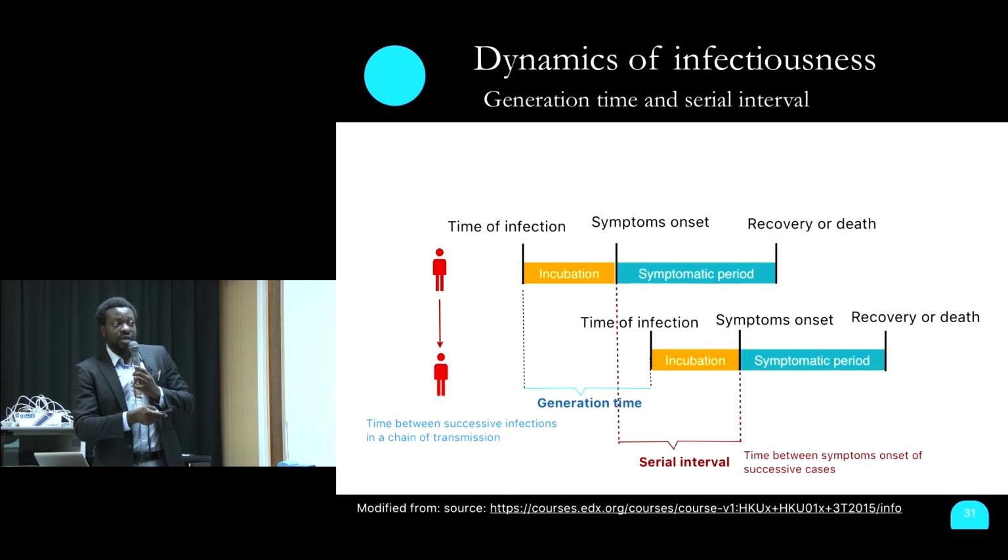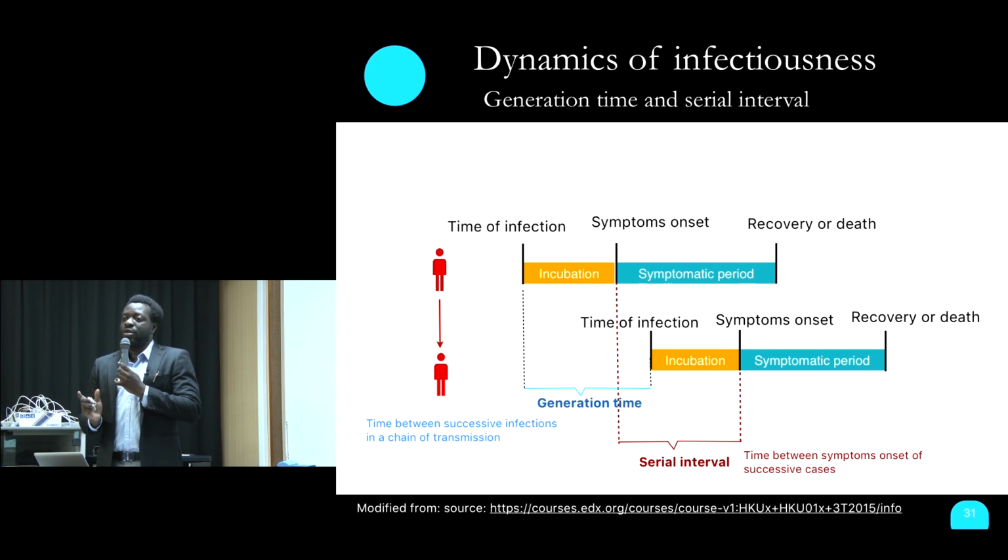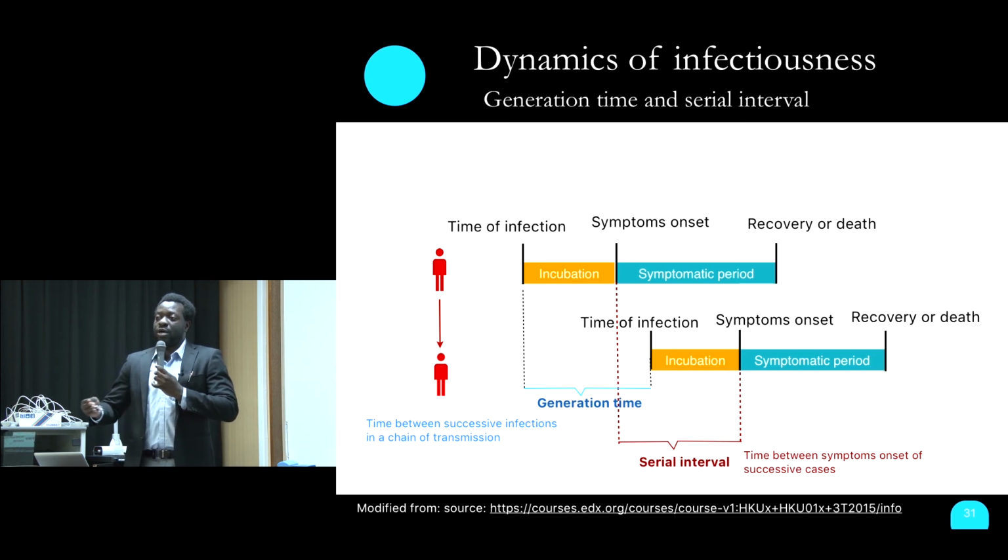The serial interval is the lag time between the start of symptoms from the first infected person to the start of symptoms from the second infected person. And the same principle applies here. A shorter serial interval means that the disease will spread rapidly. A longer serial interval means that the disease is spreading slowly.